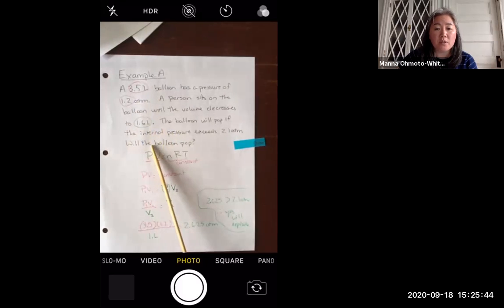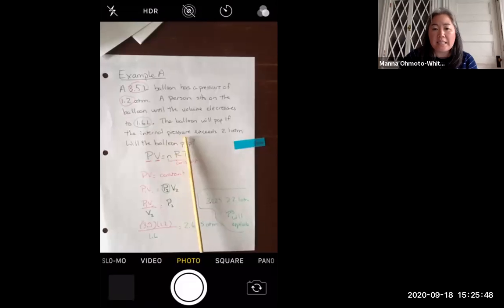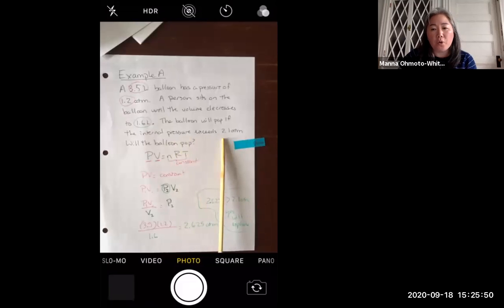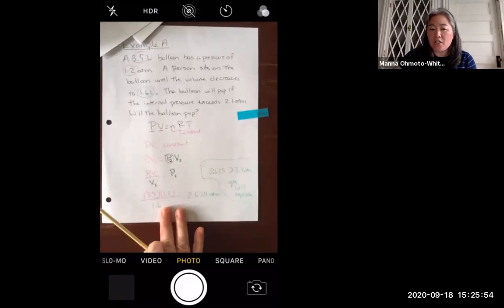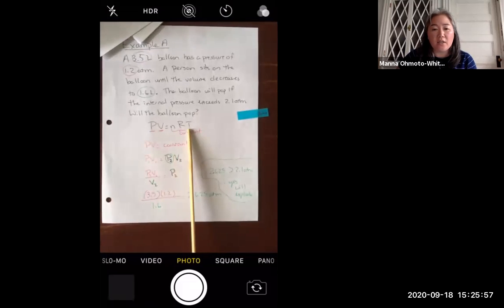The balloon will pop if the internal pressure exceeds 2.1 atmospheres. Will the balloon pop? So understood is that I'm looking for what the final pressure is going to be and seeing that if it's above 2.1, the balloon's going to pop. So here's how I start. I start out with my ideal gas law, which is PV equals nRT.